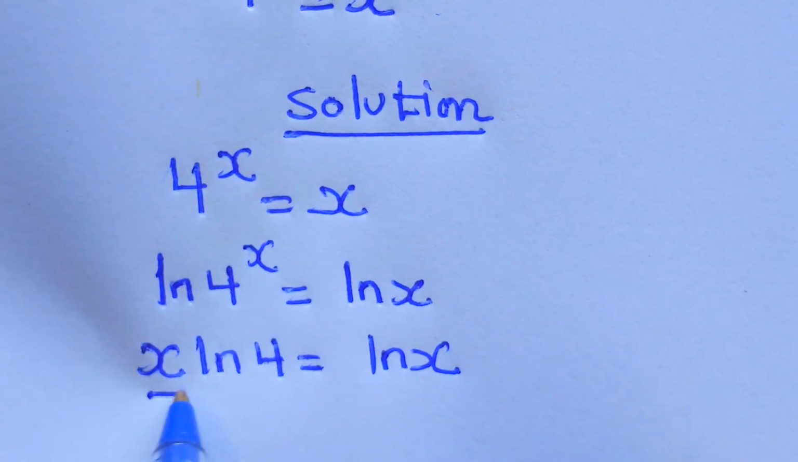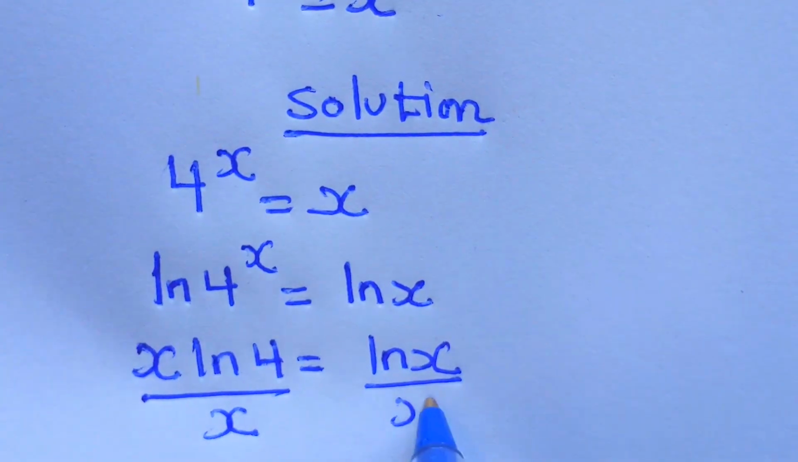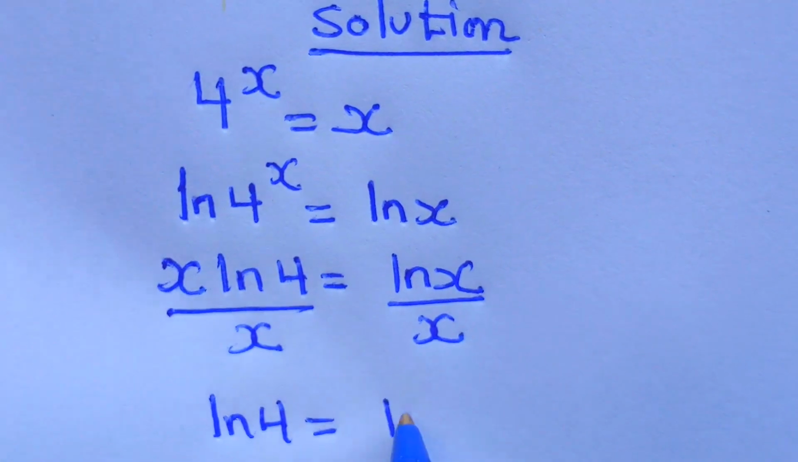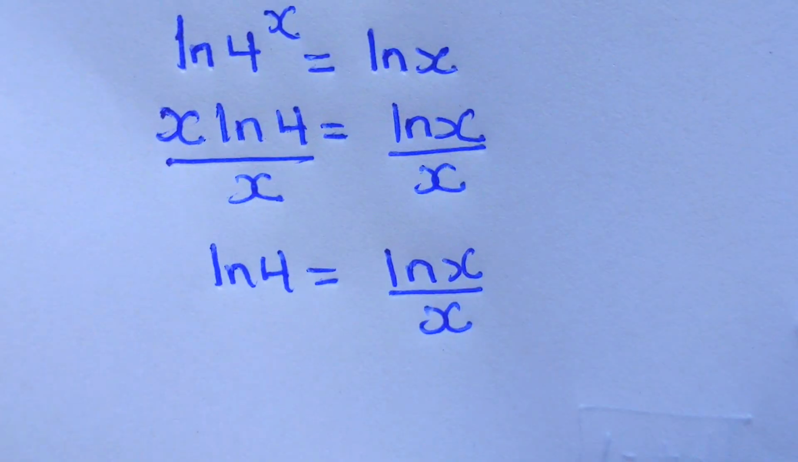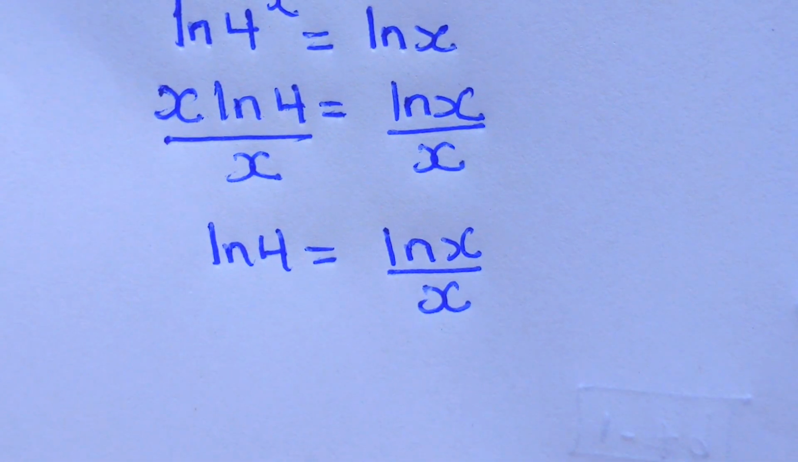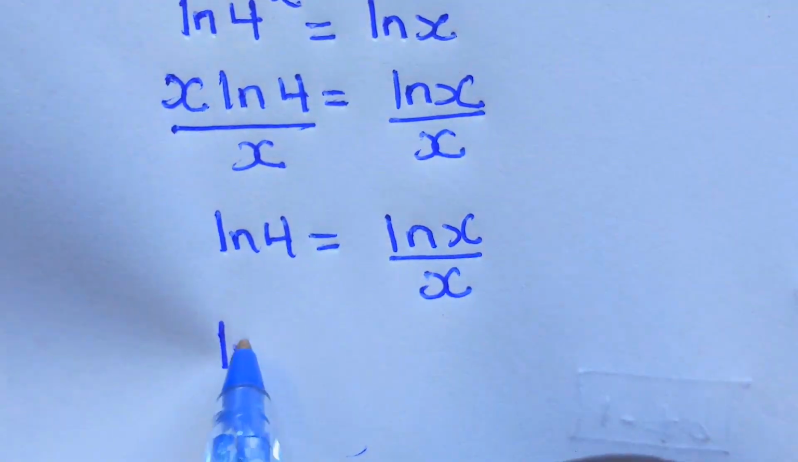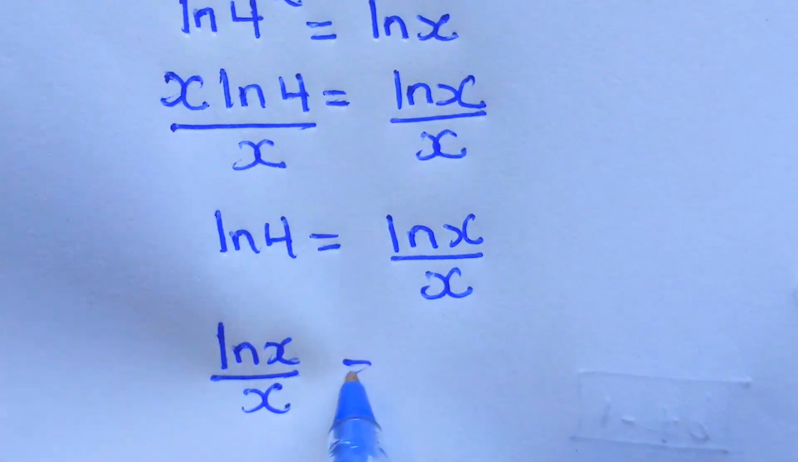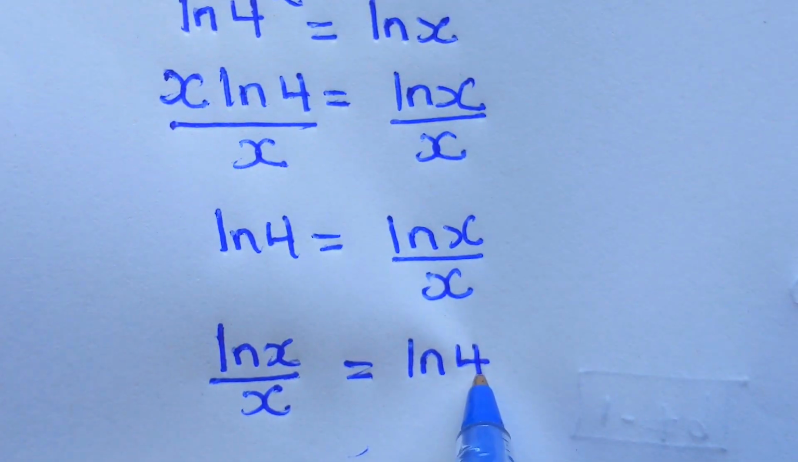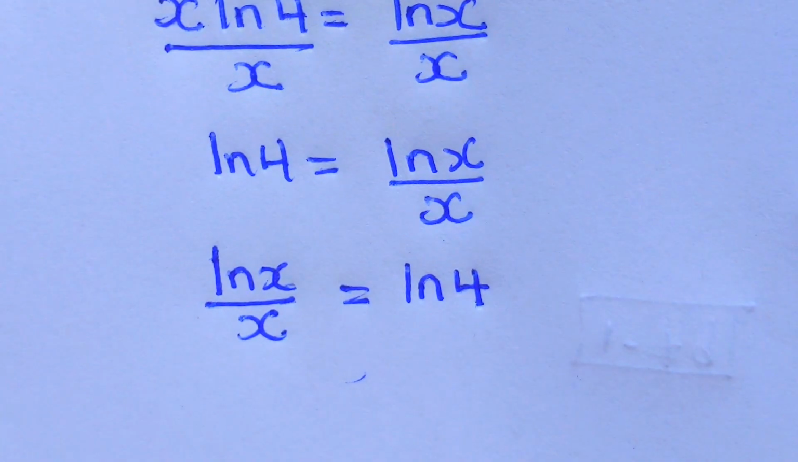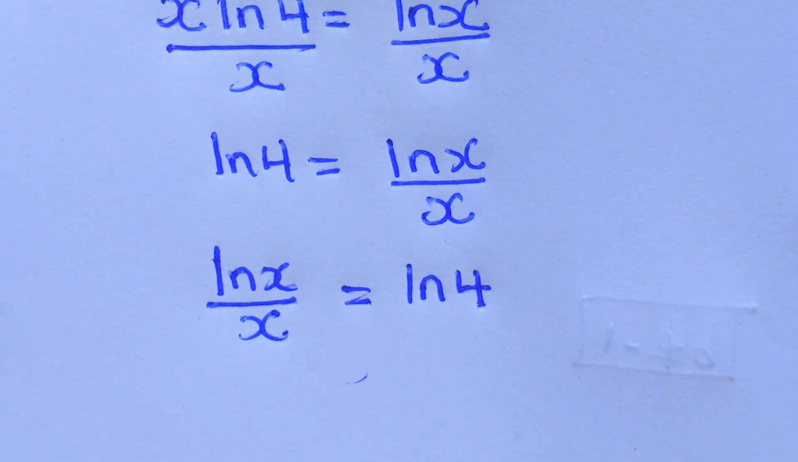Now here we can divide by x, so we get ln 4 equals ln x over x. Now what can we do right here? Since we have ln, we can interchange them to get ln x over x equal to ln 4. Now this is what we have right here. What can we do from here?